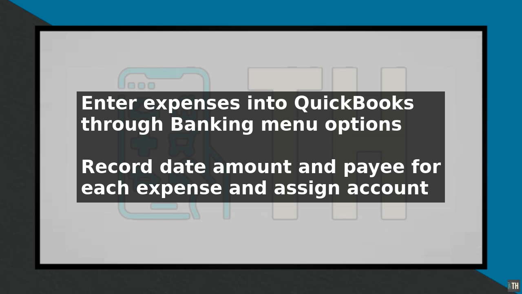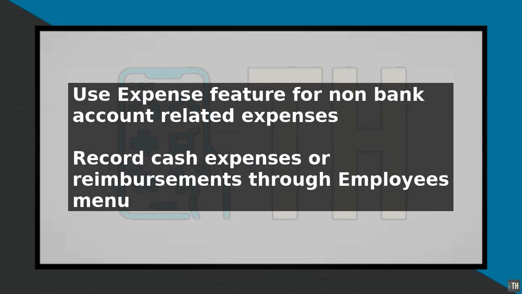Another way to track expenses in QuickBooks is by using the Expense feature. This allows you to record expenses that are not related to a specific bank account, such as cash expenses or reimbursements. To access the Expense feature, go to the Employees or Vendors menu and select Enter Expenses.